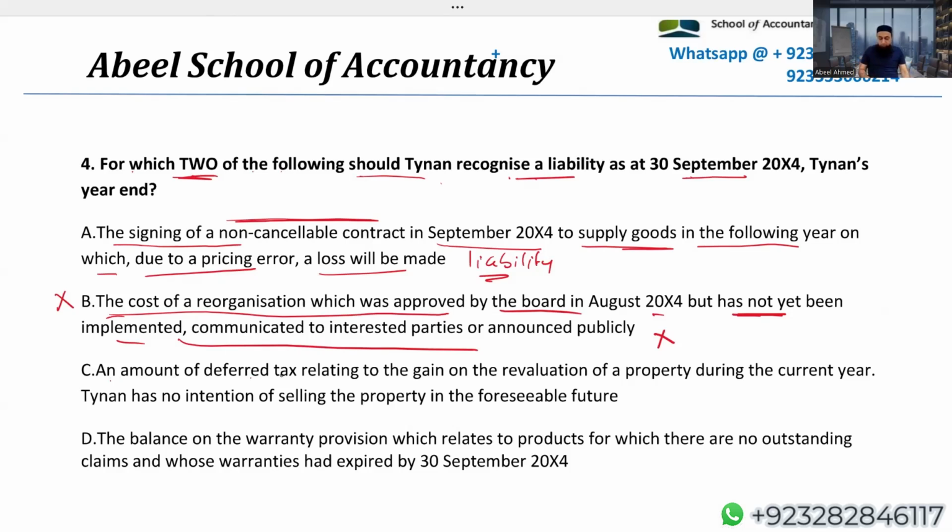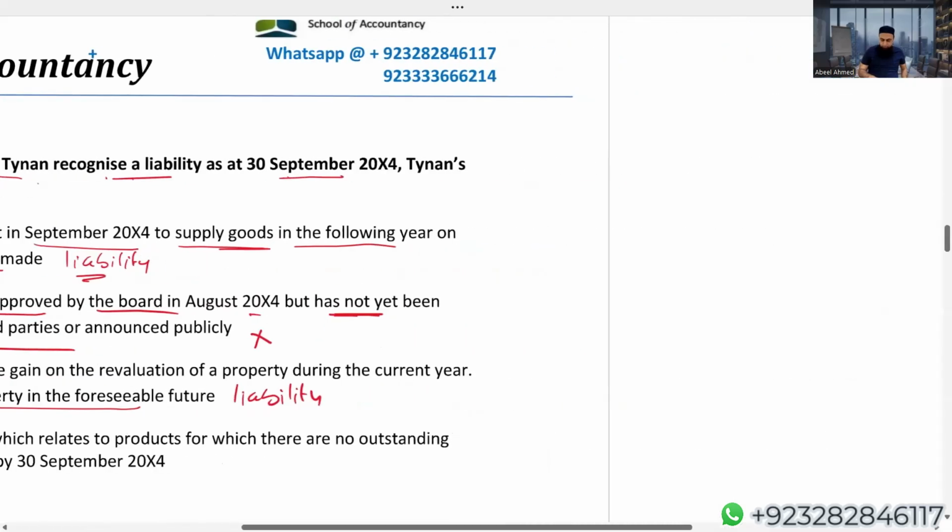An amount of deferred tax relating to a gain on the revaluation of the property during the current year. Tynan has no intention of selling the property in the foreseeable future. Now listen, whether or not you have the intention to sell the property, due to revaluation, whatever the deferred tax comes to, you have to recognize. Let me explain.